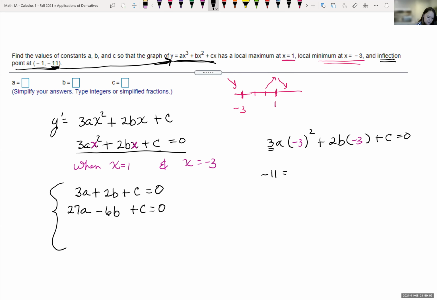So I have -11 is equal to a times x, and x in this case is -1 cubed, plus b times x, which is -1 squared, plus c times x, and x in here is -1. Before it was the first derivative, this one I'm plugging into the original. So this gives me -11 equals, well, -1 quantity cubed is -1 times a, so this is -a, plus -1 squared is 1 times b is b, minus c. I'm going to rewrite it so my variables are on the left and my constant is on the right of the equal sign. So this is -a plus b minus c is equal to -11.